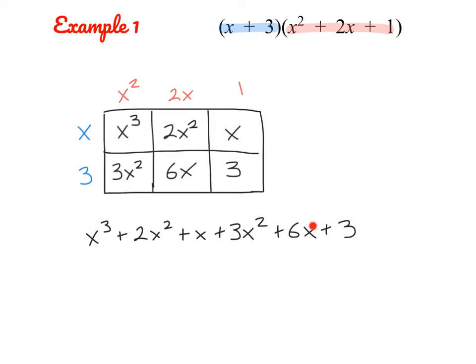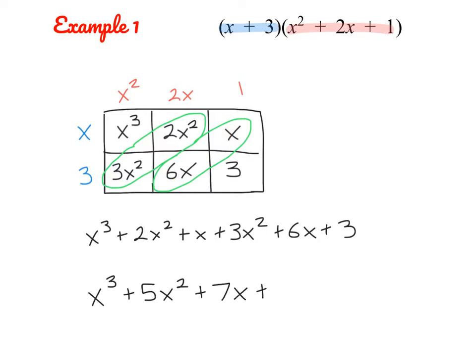So either you can list them out and then combine from here, or what I like to do is circle the terms that can be combined in my boxes. So you can see that they're nice diagonal terms. First thing to notice is that x cubed is the only x cubed term, so that's going to stay the same. Here for my x squared terms, I have 3 here and 2 here, so that gives me 5 total. For my x terms, I have 6 here, 1 here, which leaves me with positive 7x plus 3.